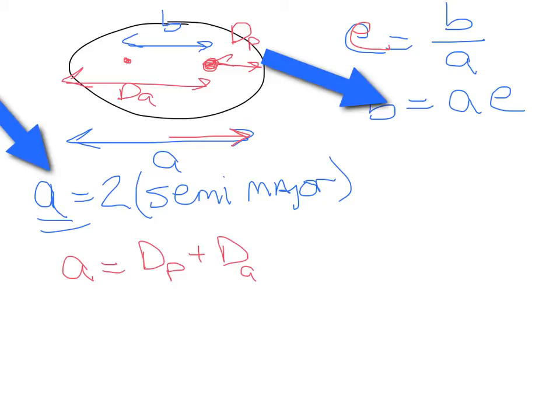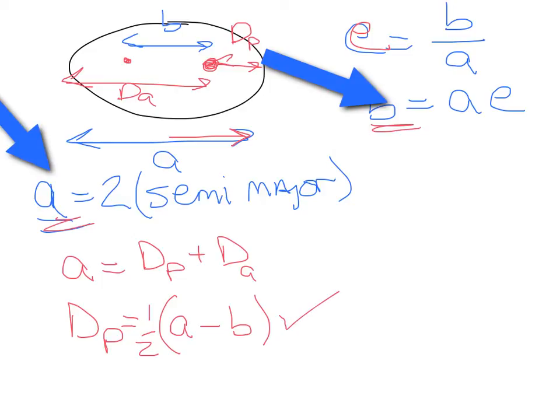So let's see what we can come up with here. The D sub P, D of P. If you know the total distance A and you subtract the B, what you're going to end up with is sort of like the D of P on both sides. So we only need half of that. It equals 1/2 of that, and you know A and B, so you can plug in and get that.